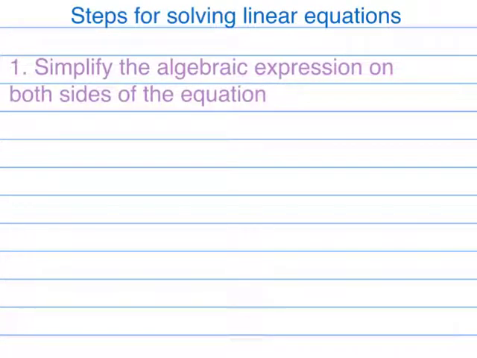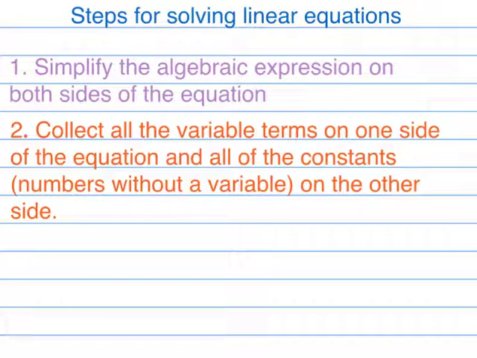Okay, let's go over the steps for solving a linear equation, and then we'll look at some examples of how to solve them. So the first step for solving a linear equation is to simplify the algebraic expression on both sides of the equation. So on each side of the equation, you either need to distribute or add like terms on each side of the equation with each expression.